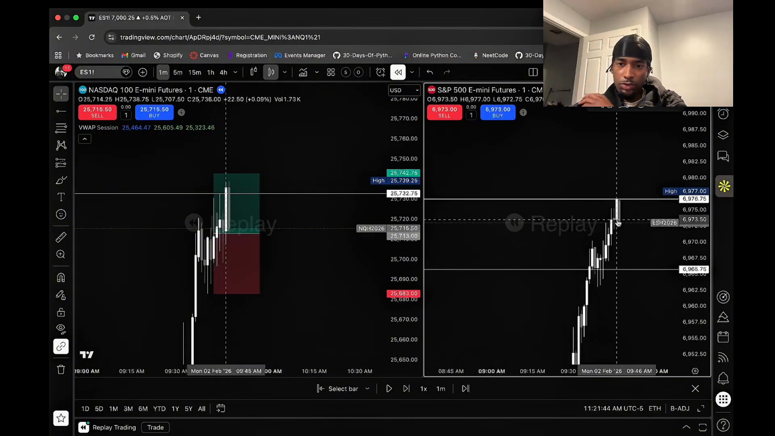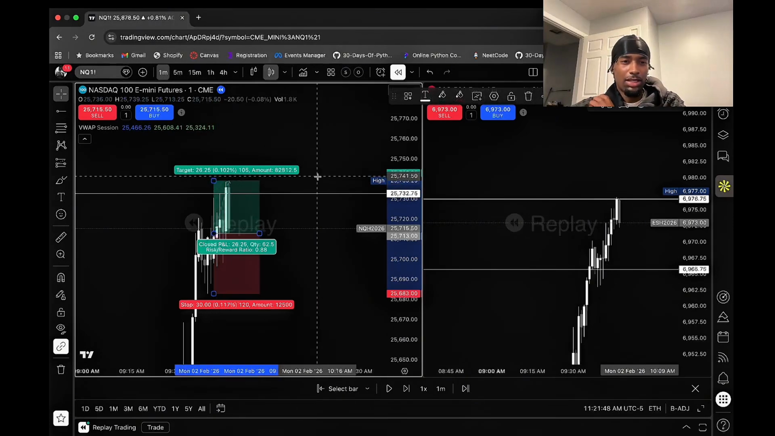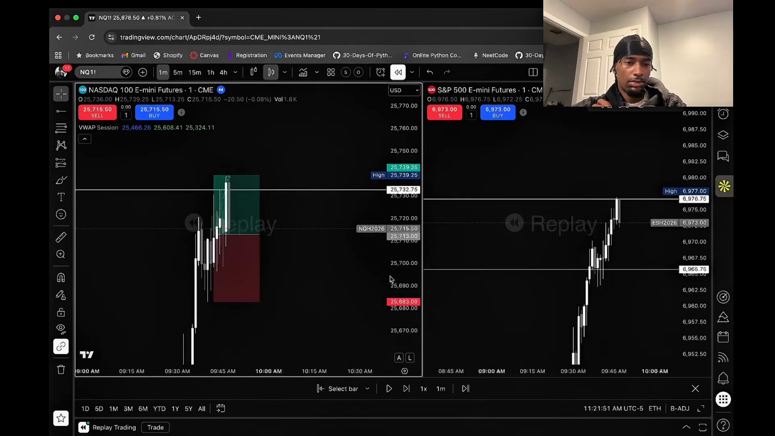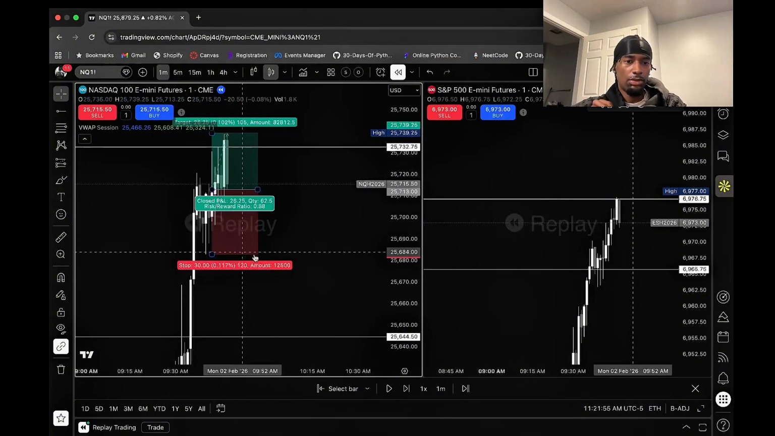So yeah, we took this draw on this candle, and this is when I got out. I caught like 25, 26 points. So yeah, that was my trade for the day.